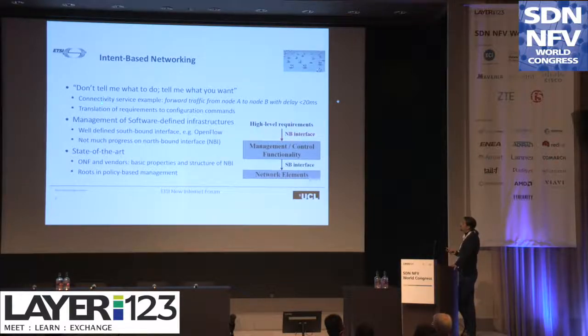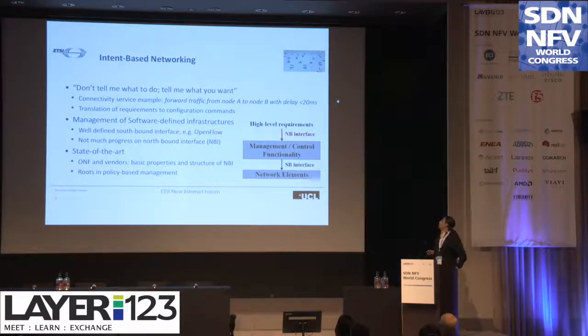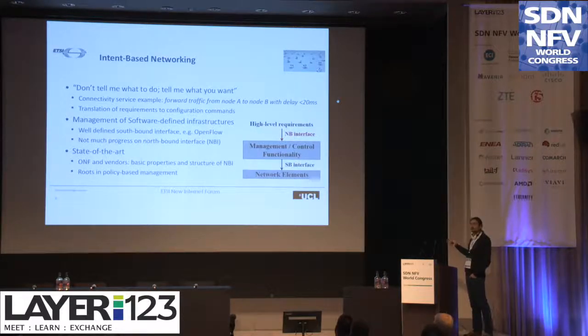So I'll be taking a simple connectivity service example throughout the slides, where the intent, in this case, is just to forward traffic from node A to node B with some delay guarantees. So there needs to be the necessary translation or mapping mechanism in place such that those requirements can be translated to configuration commands. This is the responsibility of the northbound interface in the software-defined network framework.